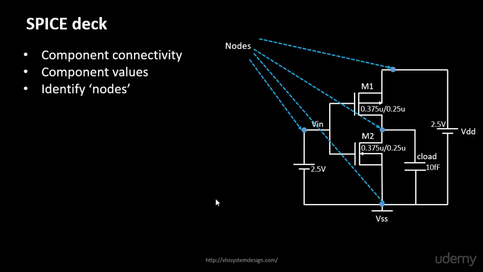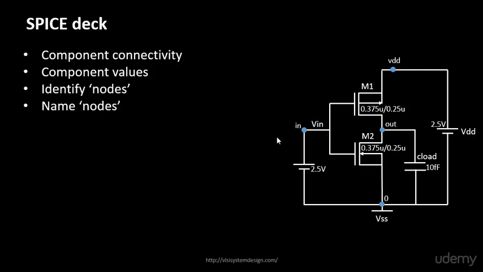Okay, so let's name these nodes. We'll call this node in, this node VDD, this node out, and this node 0, since it's VSS. So if you want to define an output load capacitor, we'll say that the load capacitor lies between out and 0. If you want to define the VDD, we'll say that the VDD lies between VDD and 0. Okay, and we'll look into one of the applications of these particular nodes.